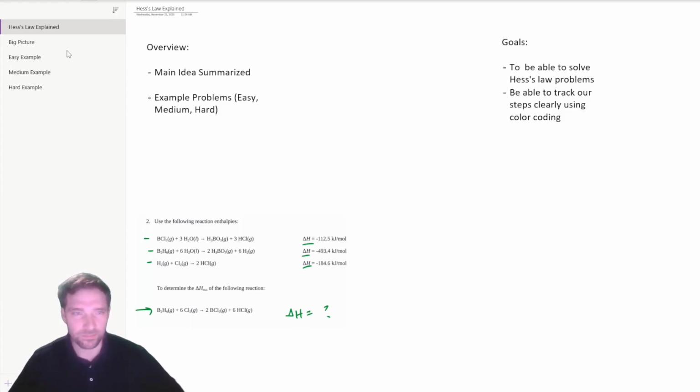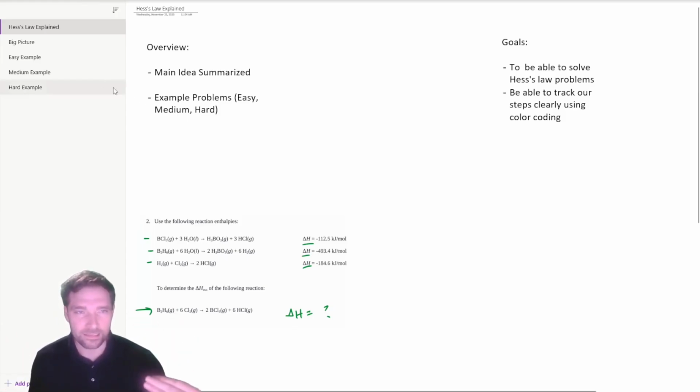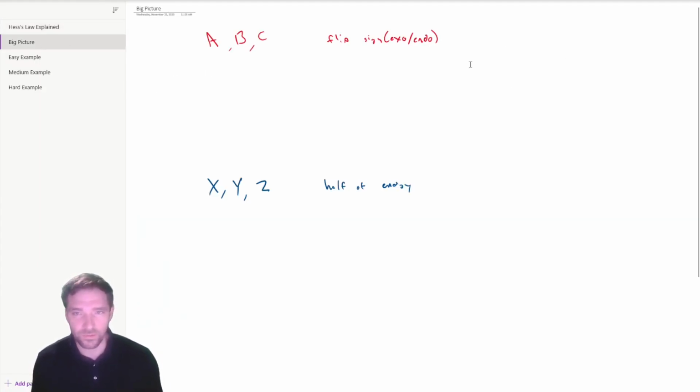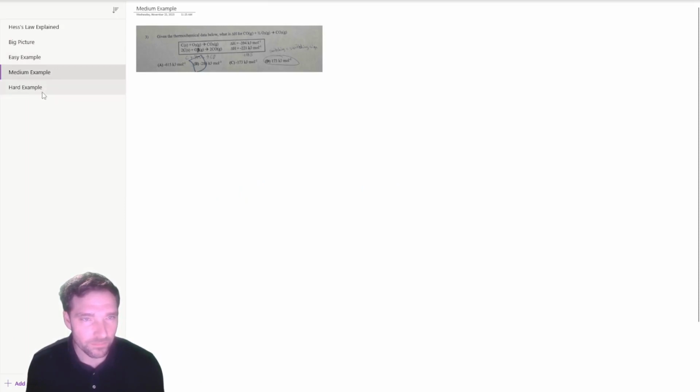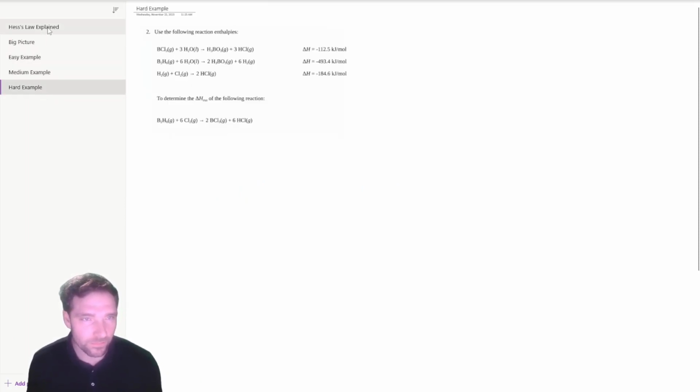So I want to spend some time going over the big picture on this, as well as an easy, medium, and a hard example. We'll talk about these things in terms of general concepts of reactants and products, and then we'll look at a couple different example problems, some that are a little bit easier and some that are a little bit harder to do.